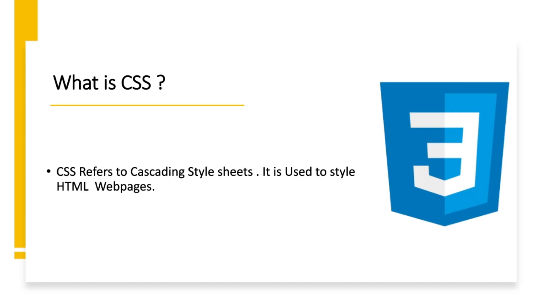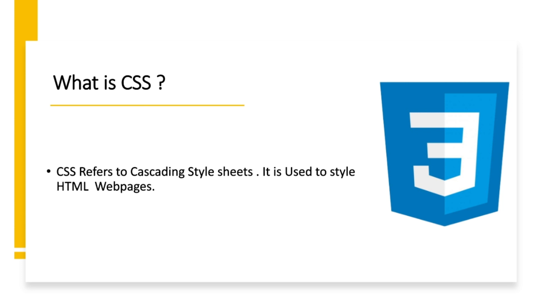So the first question arises, what is CSS? CSS refers to cascading style sheets. It is used to style HTML web pages. CSS, or cascading style sheets, is a style sheet language used to describe the presentation of documents written in HTML. It controls how web pages look and feel, including the layout, color, font, and other visual elements.